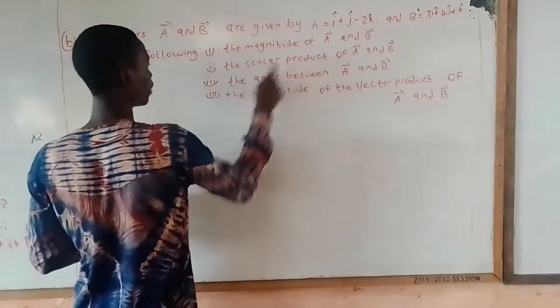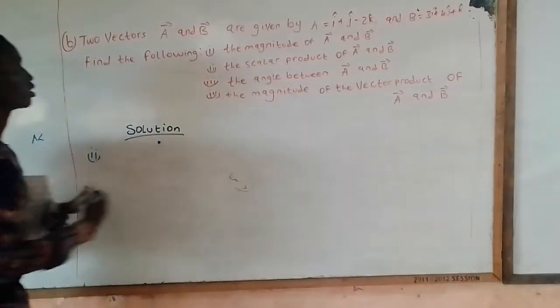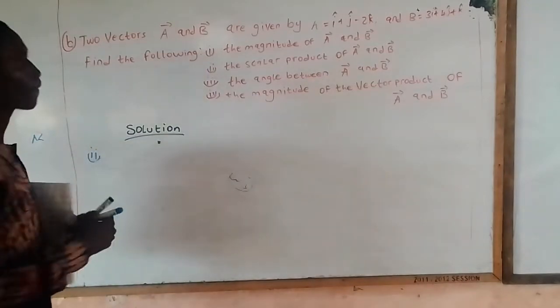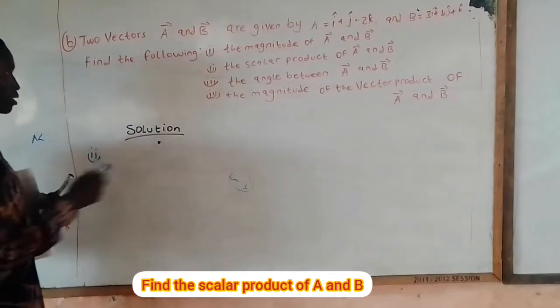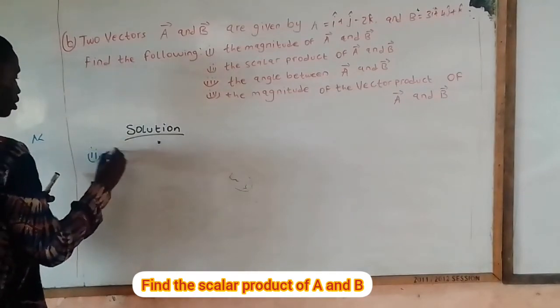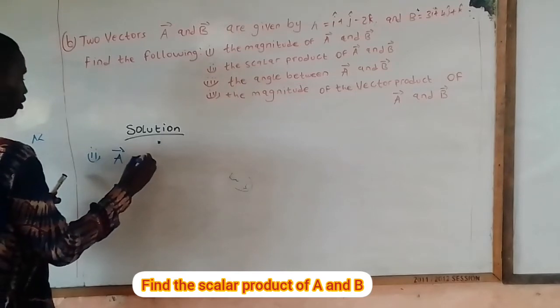Here now I'm going for scalar product. I asked you to give me another name of scalar product. Now we're looking for scalar product. The scalar product of A and B is also known as the scalar product of A dot B.